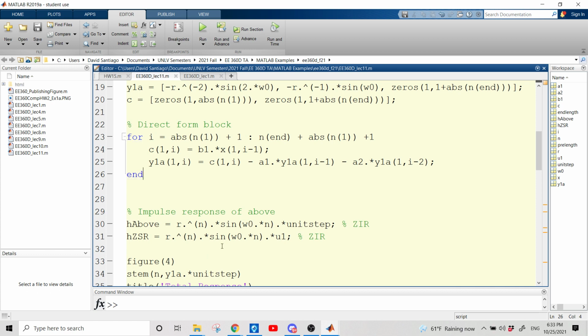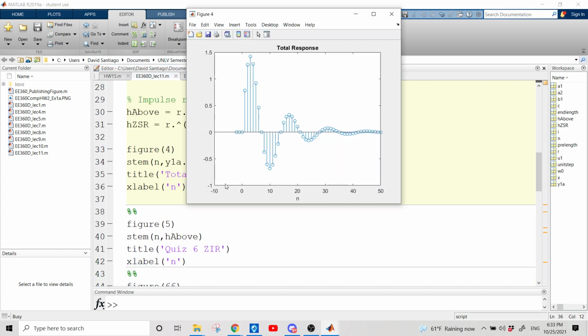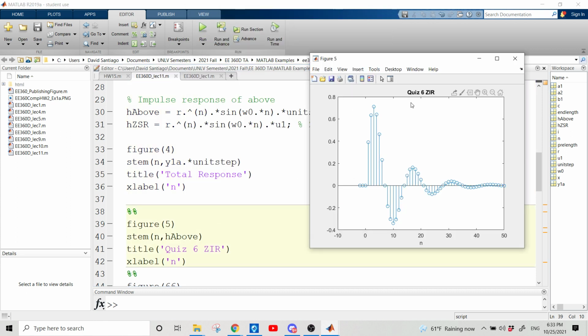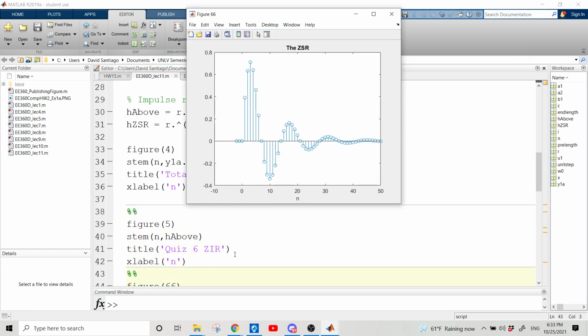What I did right here is actually a total response. Let me show you. That's the total response of your entire system. You're asking, why does it look like this? You're adding the ZSR and the ZIR, so it just doubles. See right here? Here's the top part, 1.42. This right here is your ZIR, it's like 0.7. Here's your ZSR, which is also 0.7. 0.7 plus 0.7 is 1.4.